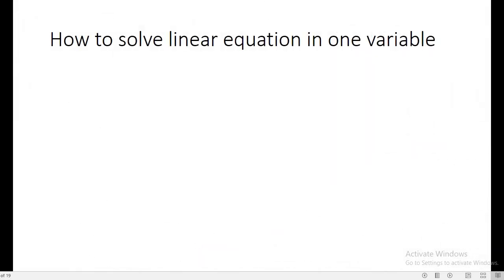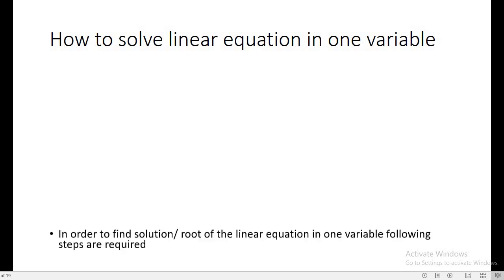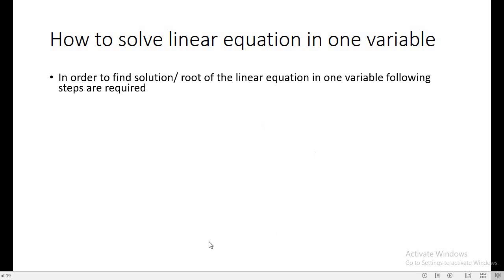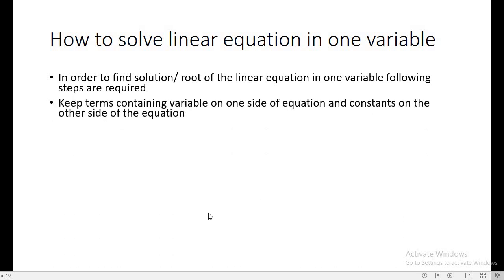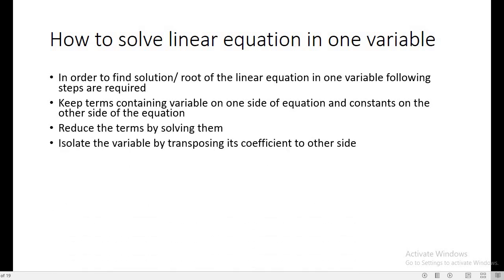Now let us discuss how to solve linear equation in one variable, that is how to find solution of linear equation in one variable. You have to follow certain steps. Keep terms containing variable on one side of the equation and constants on the other side of equation. That means you have to separate variables and constants on each side of the equation. Now reduce the terms by solving them and isolate the variable by transposing or transferring its coefficient to the other side.